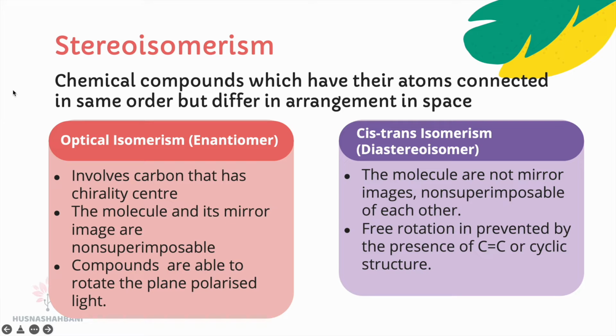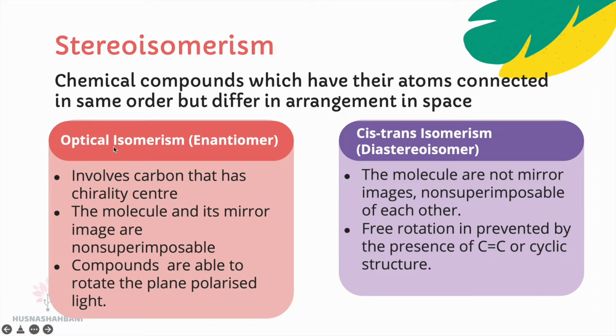Stereoisomerism, the second type: chemical compounds which have their atoms connected in the same order but differ in arrangement in space. There are two types of stereoisomerism: first, optical isomerism or enantiomer; second, cis-trans isomerism or diastereoisomer.